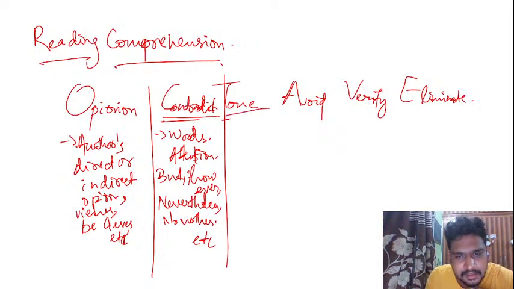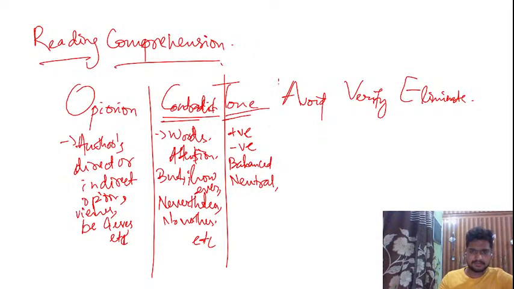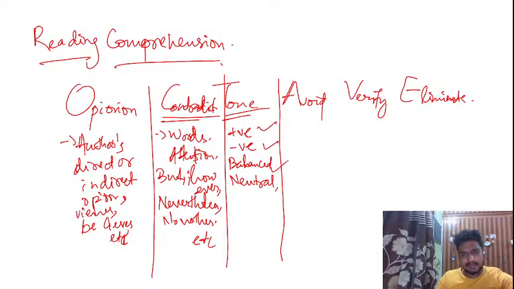Then the tone of the passage. The tone can be positive, negative, balanced, or neutral. For every positive, negative or balanced tone of a passage, there will be an opinion. In the case of a neutral passage, an opinion might be there, might not be there. But if no opinion is given directly or indirectly, then that has to be a neutral passage.